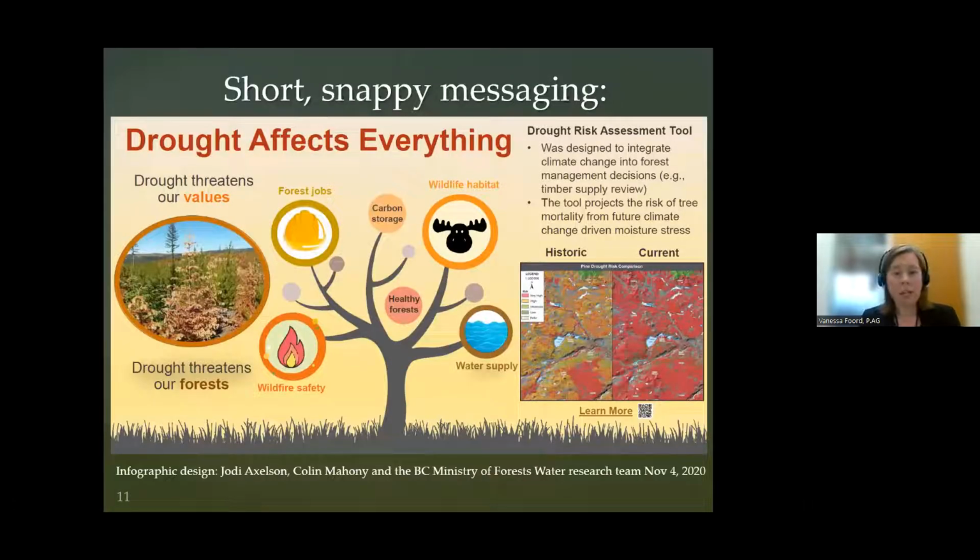Short, snappy messaging is also really effective for communicating to decision makers. So this is like a digital version of your elevator pitch. So you can easily send this to decision makers, hopefully for increasing the uptake of your results.